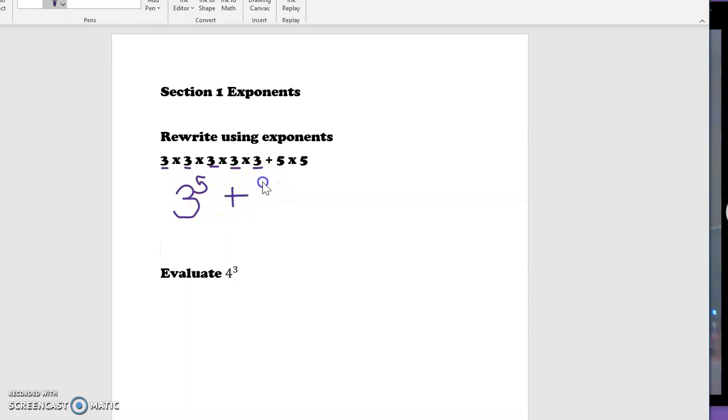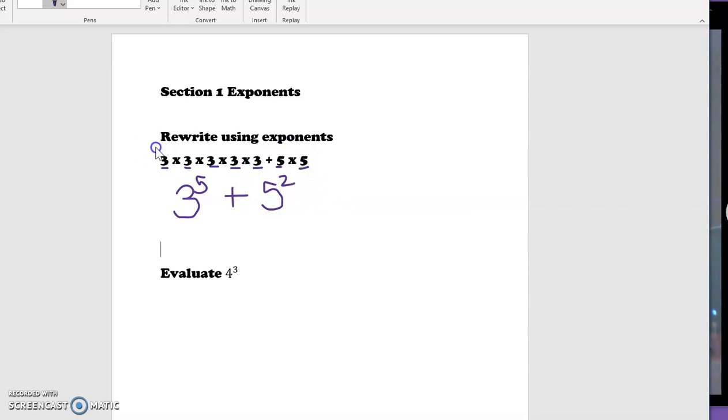Then we're adding, and pay attention to the sign. Obviously these are different numbers, but also once you have that addition sign, adding is obviously different from multiplication. The last piece here, I have 2 5s, so this would be 5 to the 2nd power.